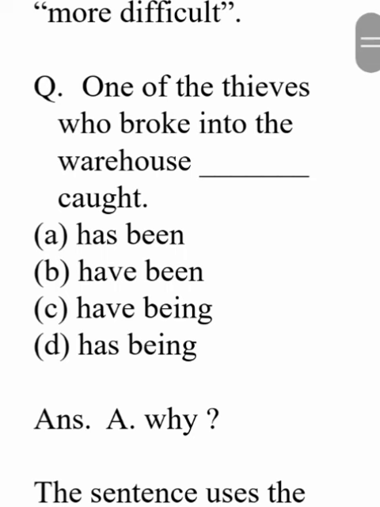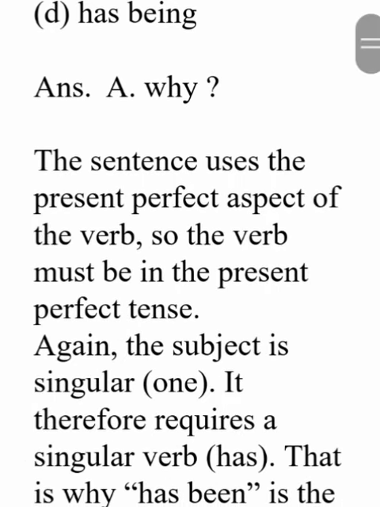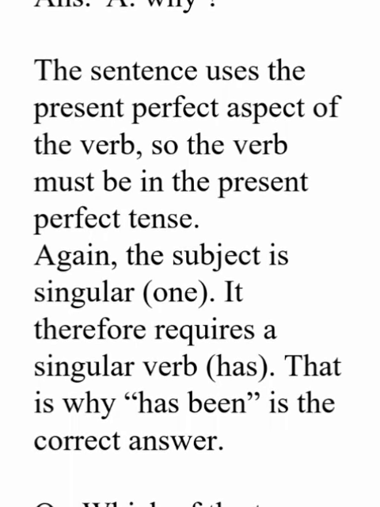Question: one of the thieves who broke into the warehouse dash caught. A. Has been. B. Have been. C. Have being. D. Has being. Answer: A. Why? The sentence uses the present perfect aspect of the verb, so the verb must be in the present perfect tense. Again, the subject is singular, one. It therefore requires a singular verb, has. That is why has been is the correct answer.